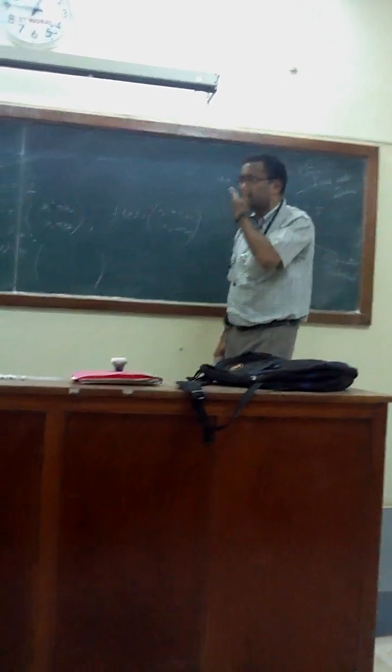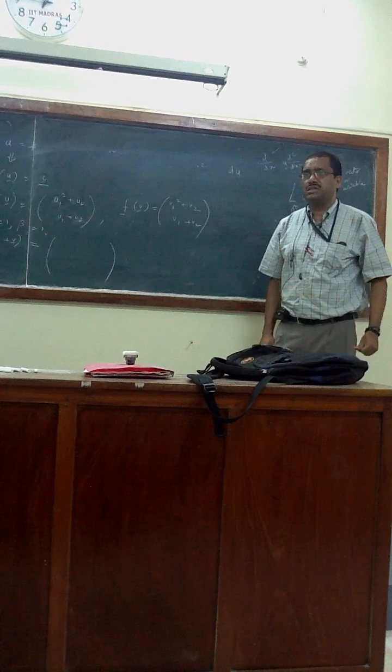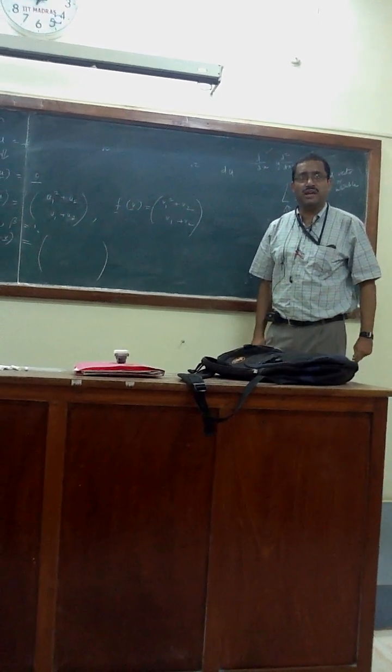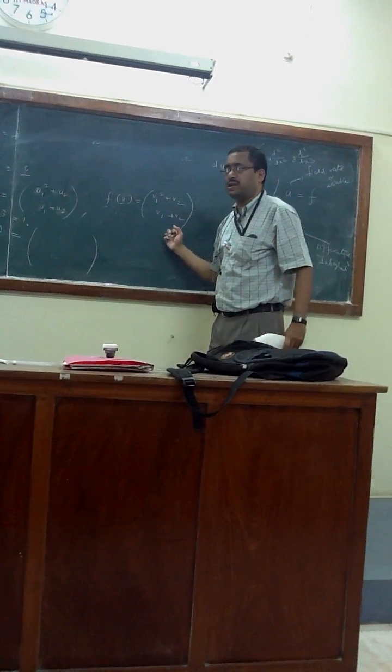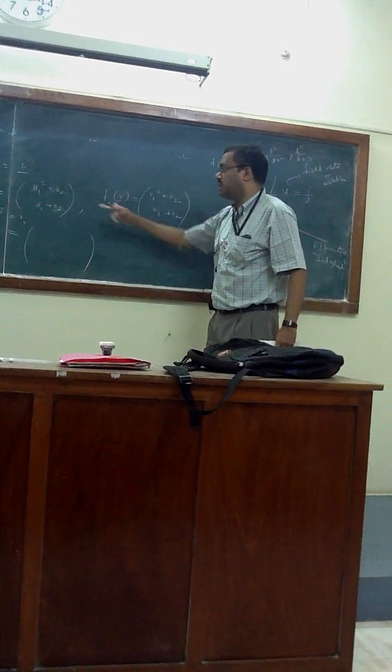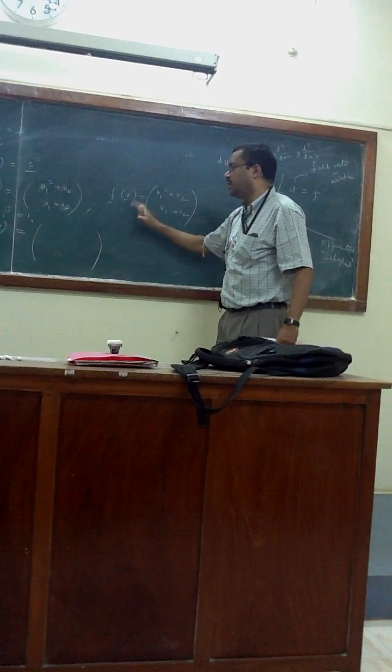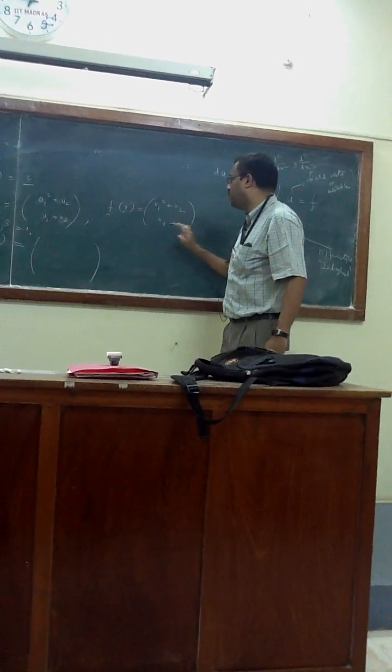Okay? Any questions here? I am not getting any buzzing here. Everything clear so far? I am defining the operator based on that. F bar U bar is U1 square plus U2, U1 plus U2. F bar V bar is V1 square plus V2, V1 plus V2.